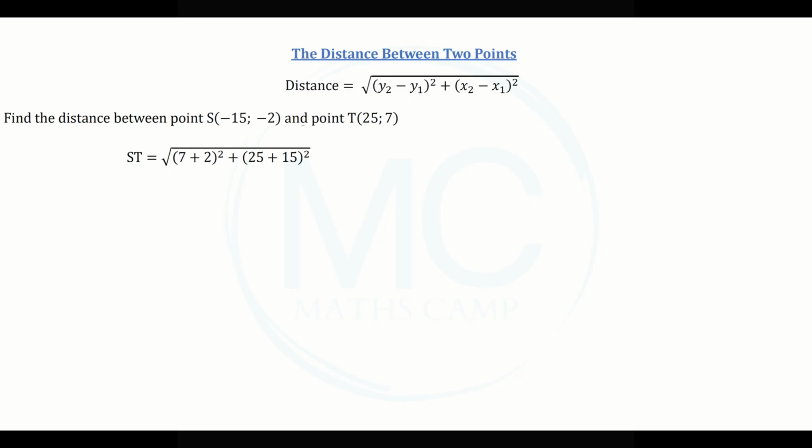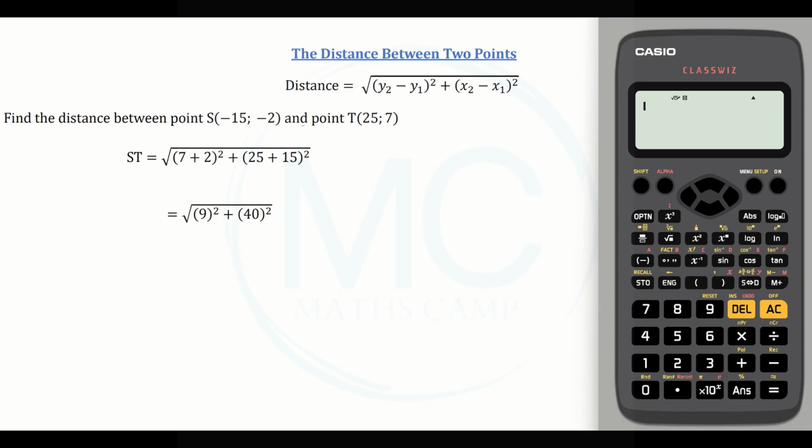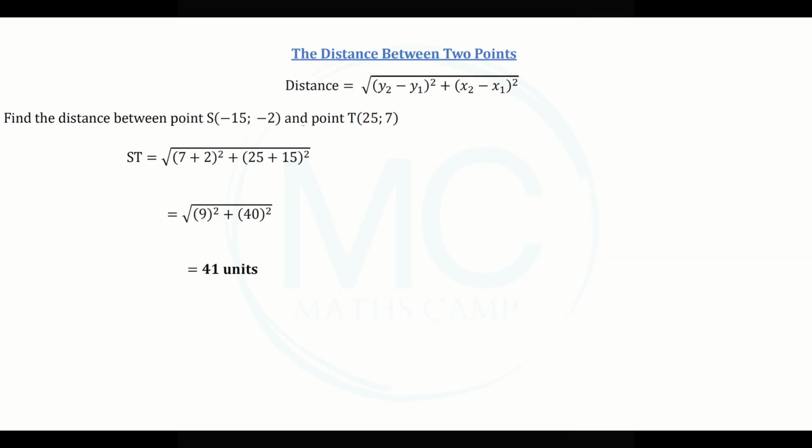Before we use our calculator, let's simplify the numbers within the brackets. 7 plus 2 gives us 9, so we get 9 squared, plus 25 plus 15 is 40. We say 40 in the bracket squared, and we put all of this under a square root. Now we can open our calculator, and we're going to say the square root of 9 squared plus 40 squared is equal to 41 units. We can write this down as our answer.